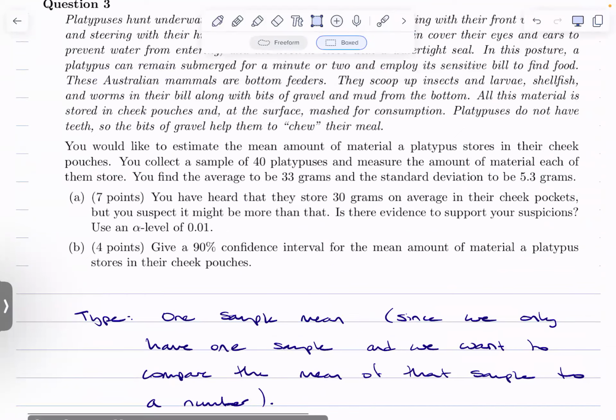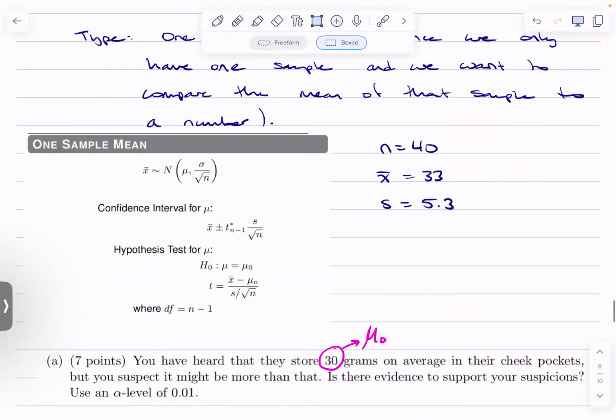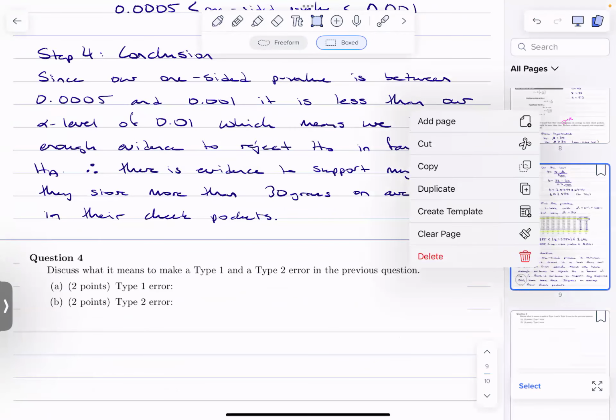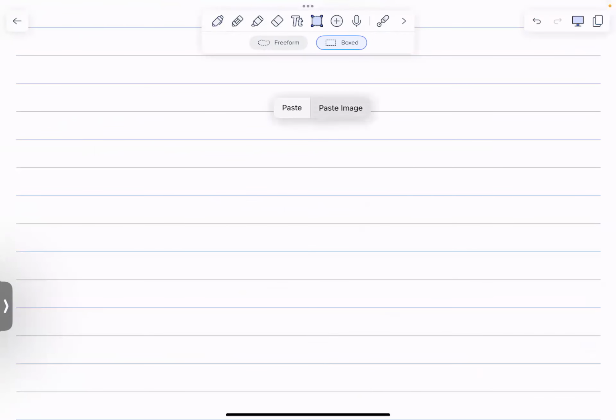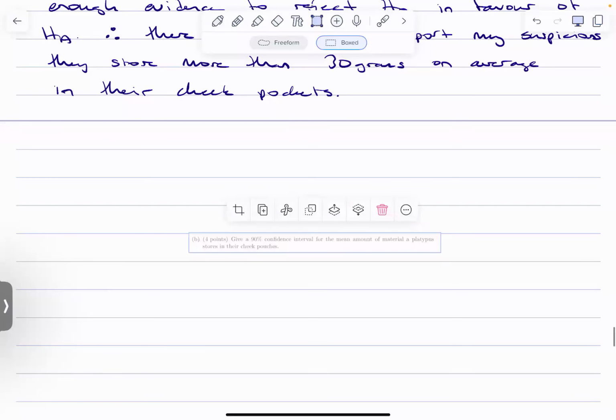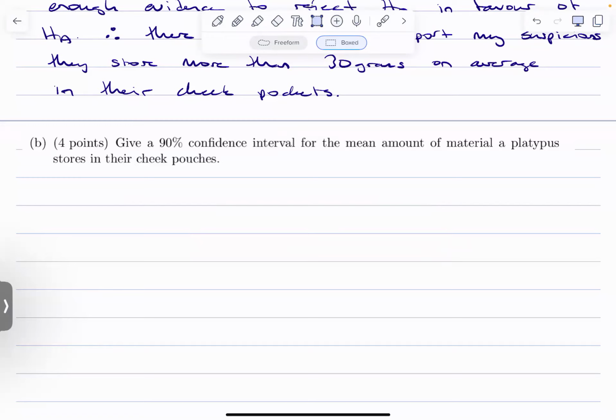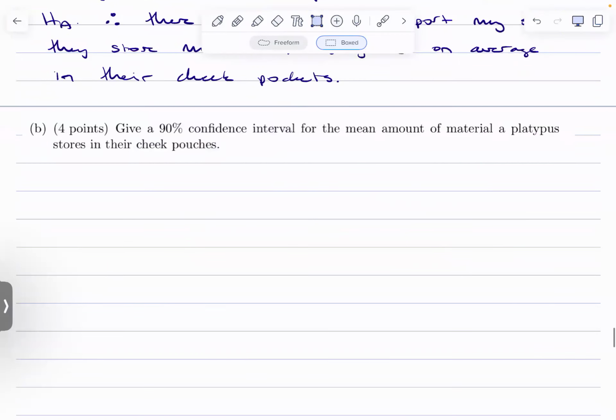How much more is usually the reason we build confidence intervals. Okay, great. We know that they store more than 30. Well, then how much would they store? It's kind of useful as well. So, confidence interval, here we go. Give a 90% confidence interval for the mean amount of material a platypus stores in their cheek pouches.